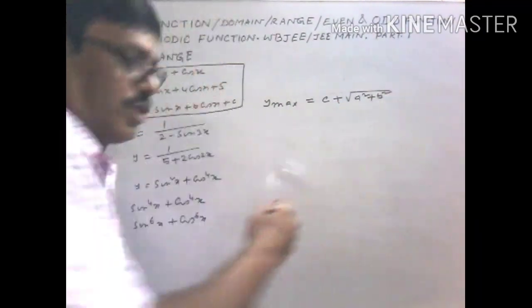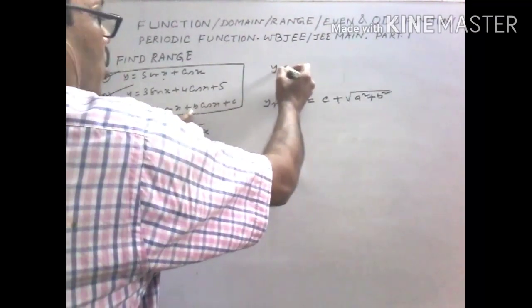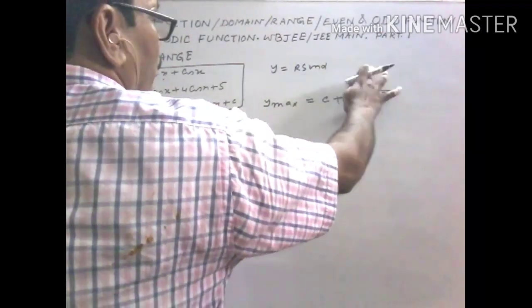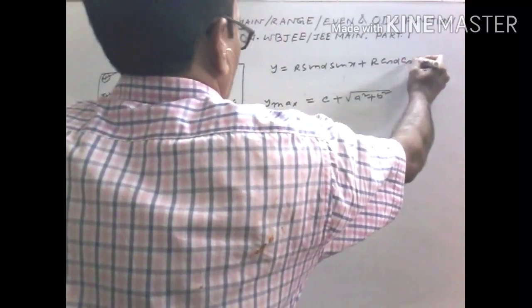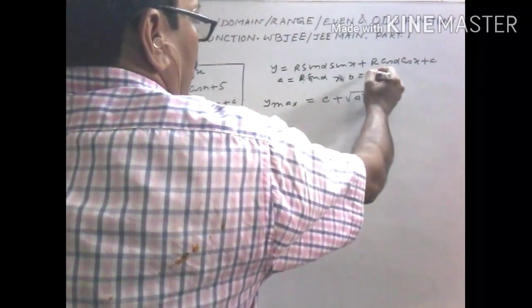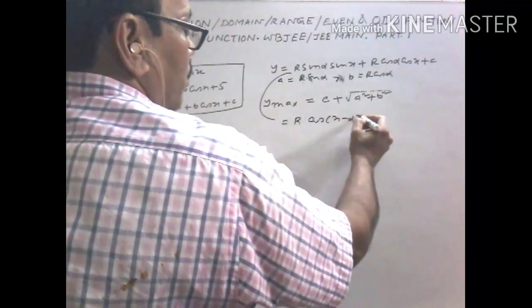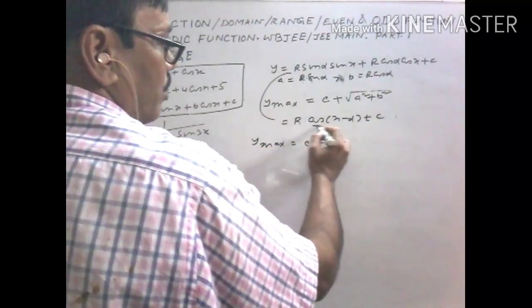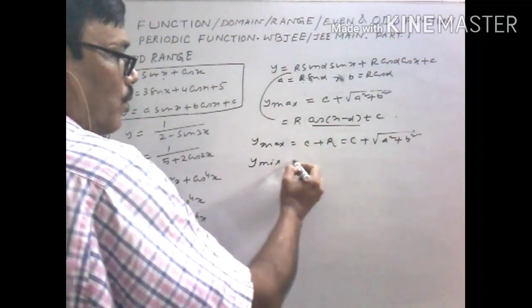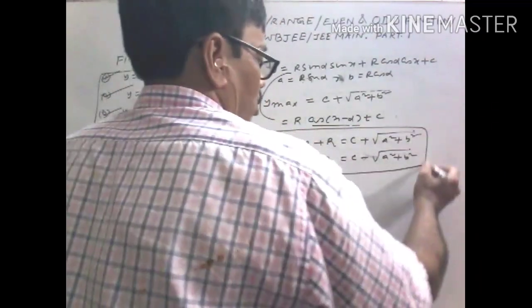Maximum value is c plus root of a square plus b square. So you have to replace a by r sin alpha, b by r cos alpha. So then we get y equals r sin alpha sin x plus r cos alpha cos x plus c. So a equals r sin alpha and b equals r cos alpha. Try to recall, then this simplifies to r cos(x minus alpha) plus c. So what is y max? c plus r, since cosine is 1. And r is root of a square plus b square. So y min is c minus r, since cosine is minus 1, c minus root of a square plus b square. So this is our working proof.